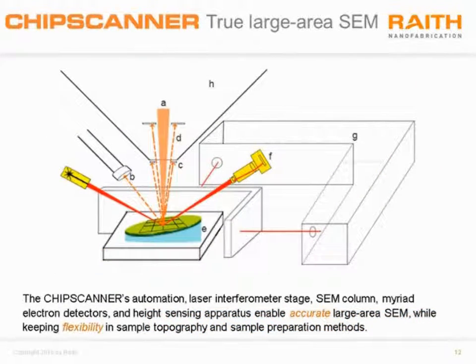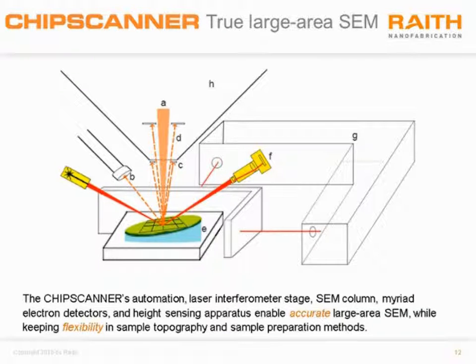So let's have a look at the essential ingredients of the chip scanner. I mentioned the automation. Large area imaging takes a lot of time, just like electron beam lithography. And it is required that these instruments reliably run unattended overnight, even over a few days, capturing these images over large areas. The laser interferometer is a critical ingredient to the chip scanner.